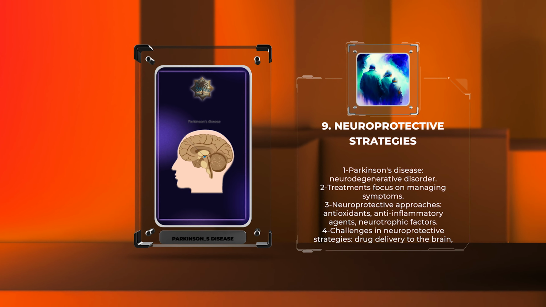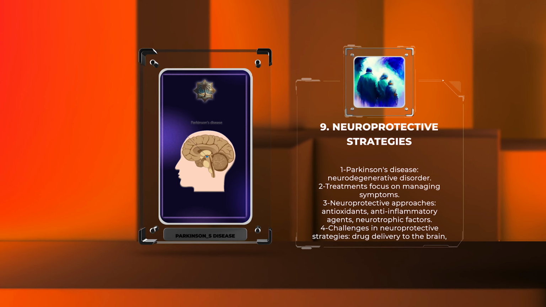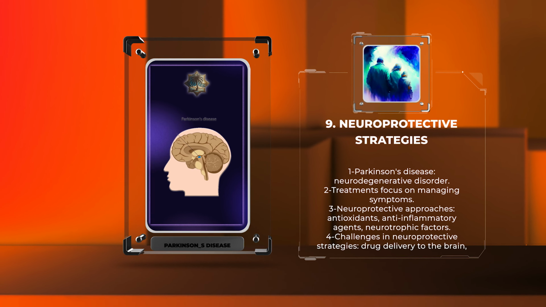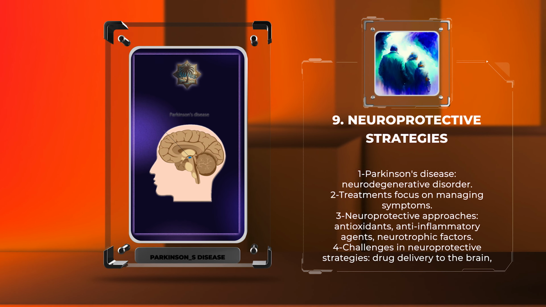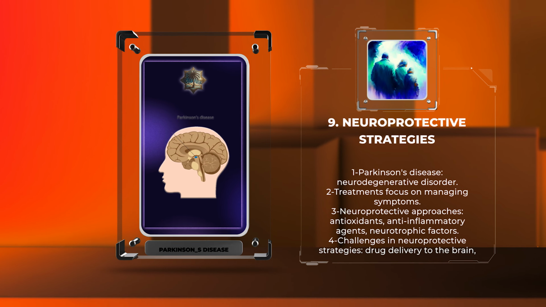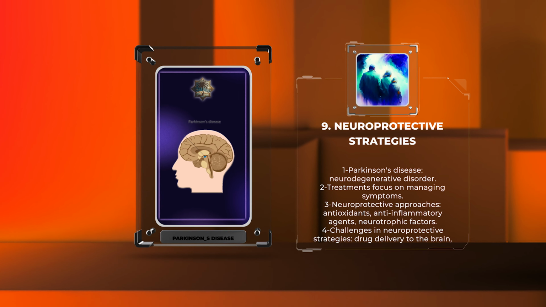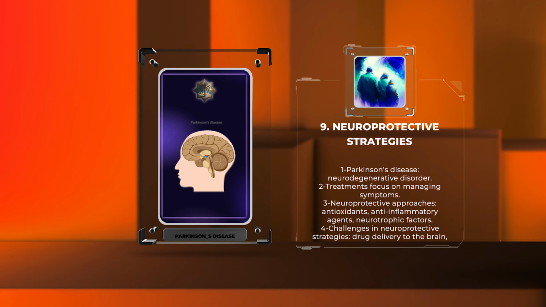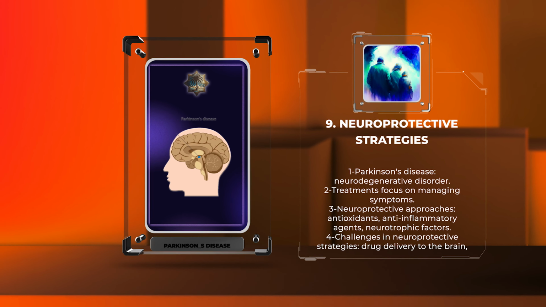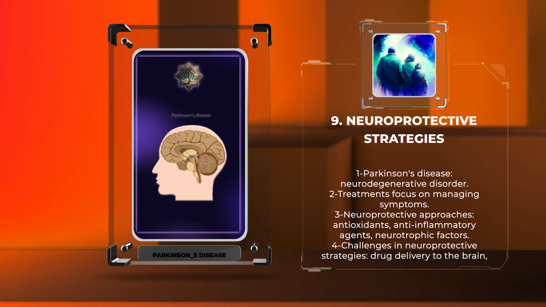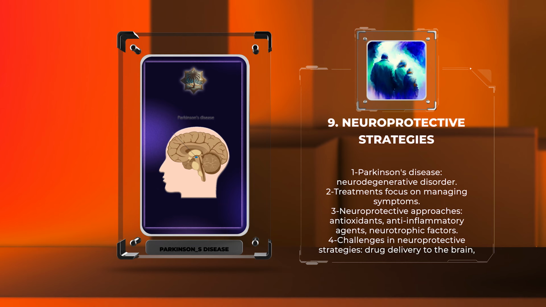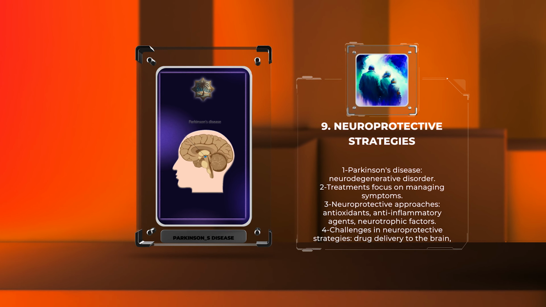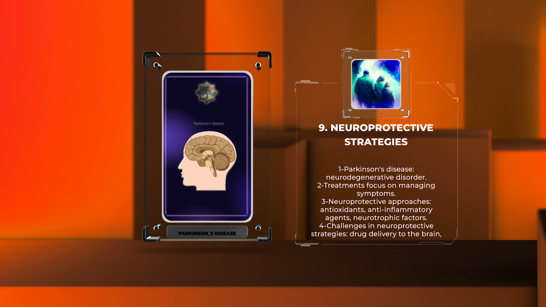However, developing effective neuroprotective strategies is not without its challenges. One major obstacle is the difficulty of delivering these agents to the brain. The blood-brain barrier, a protective barrier surrounding the brain, restricts the entry of certain substances, making drug delivery to the brain a complex task. In conclusion, the search for neuroprotective strategies in Parkinson's disease is an active area of research. Promising approaches include the use of antioxidants, anti-inflammatory agents, and neurotrophic factors. Understanding the potential targets and challenges in neuroprotection is crucial for the development of disease-modifying therapies.